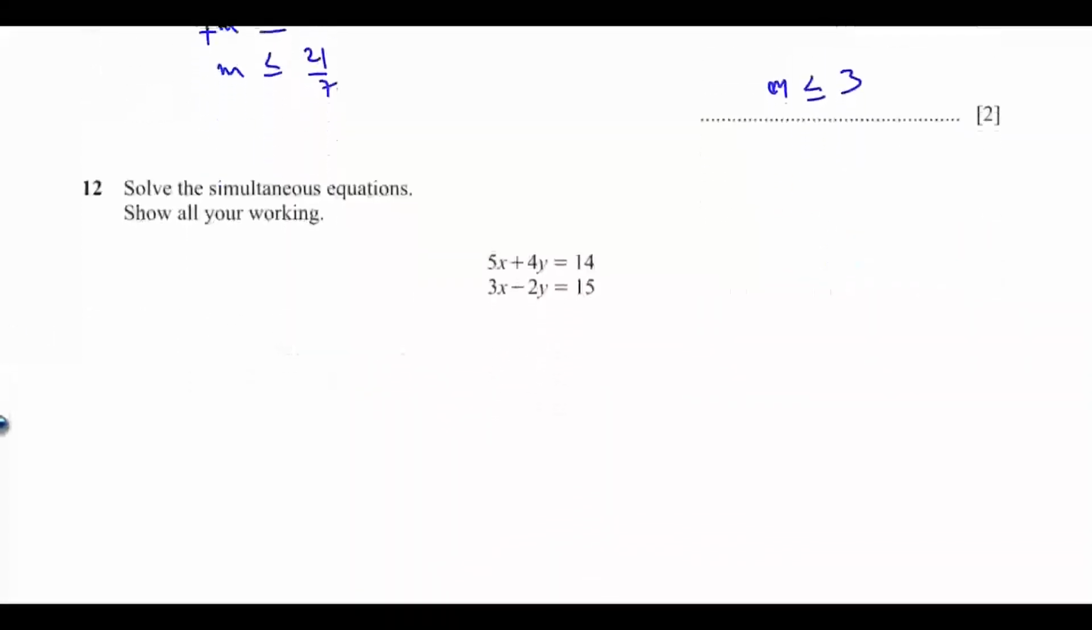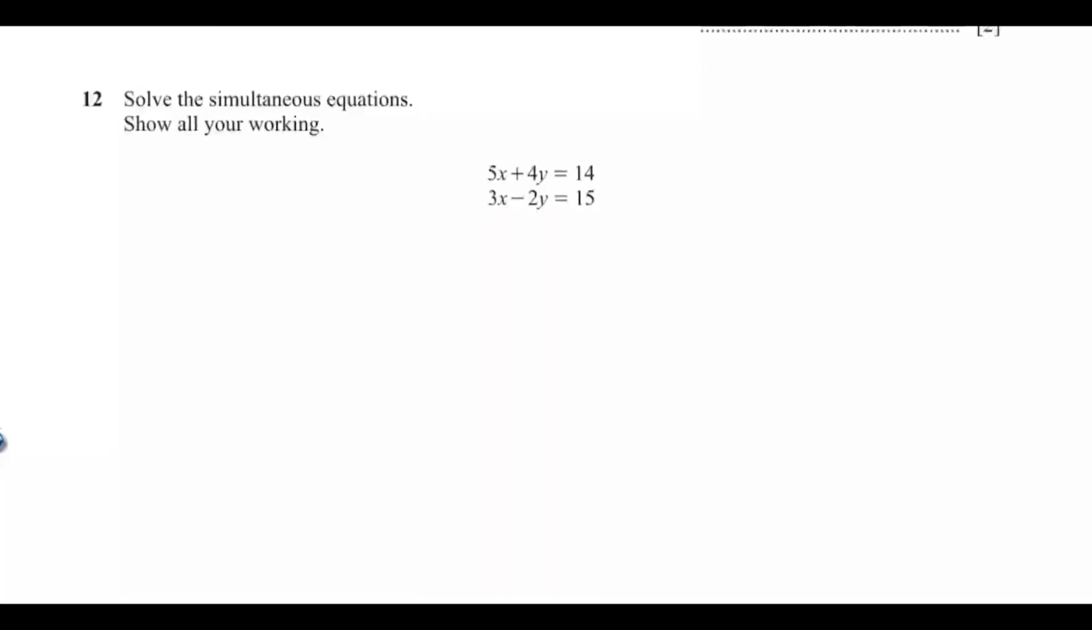So number 12, solve the simultaneous equations. Show all your workings. So you can use the elimination method. You can call this equation 1, call this equation 2. I want to balance the coefficient of x, that is to have the same coefficient. So I'll multiply this by 3. I'll multiply this by 5.